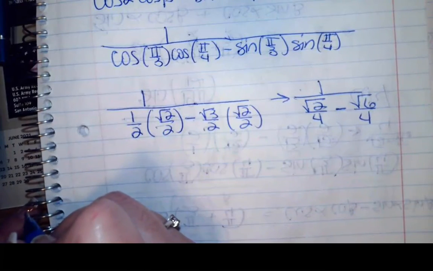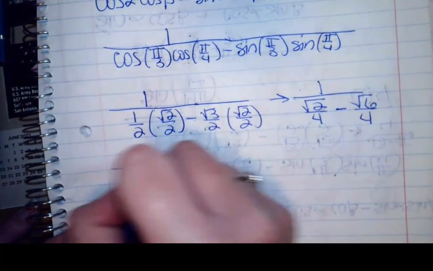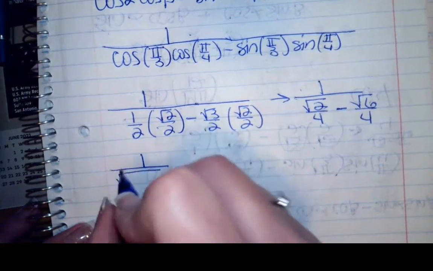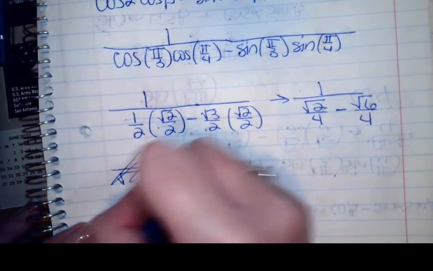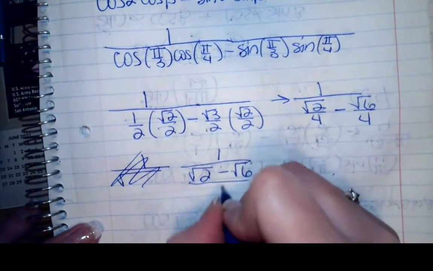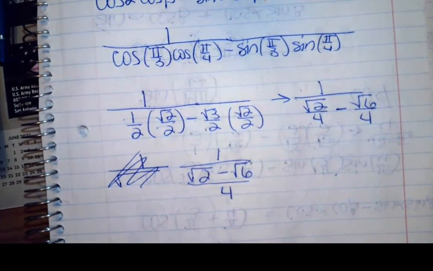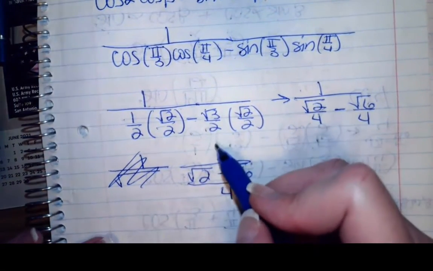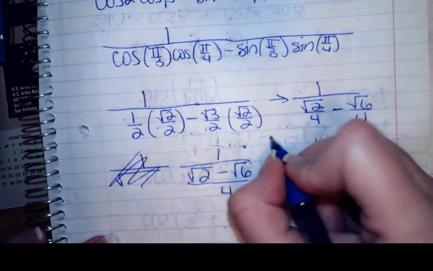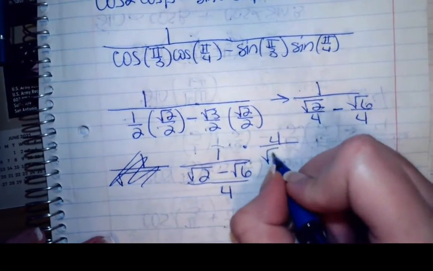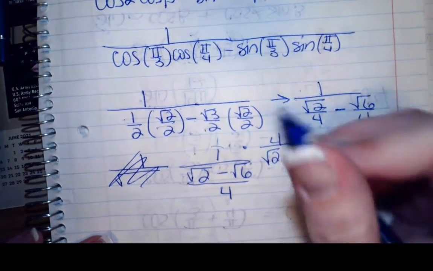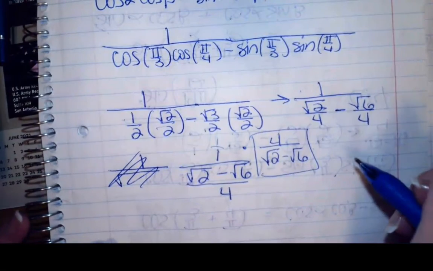So now I'm going to put those under a common denominator. So I've got root 2 minus root 6. That was a long root. Hang on. 1 over root 2 minus root 6 over 4. So now I can flip and multiply. So that's going to be a 1 over 1 times the reciprocal of this, which is going to be 4 over root 2 minus root 6. Okay, so this is my answer so far, but now I've got to rationalize.